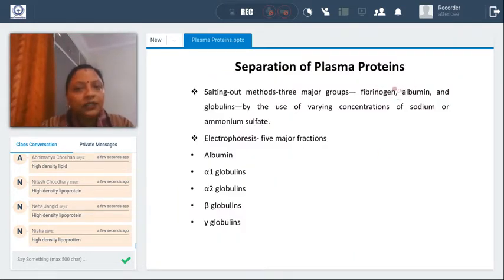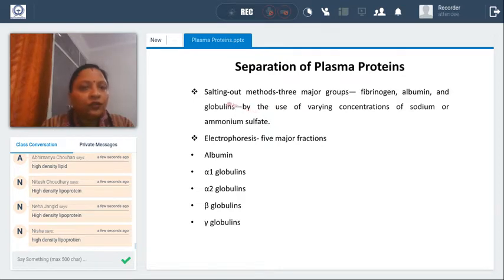Separation of plasma proteins, salting out method. This is a method generally used for separation of plasma proteins: fibrinogen, albumin, and globulins. By the use of this method, we can separate these plasma proteins by the use of varying concentration of sodium or ammonium sulfate.